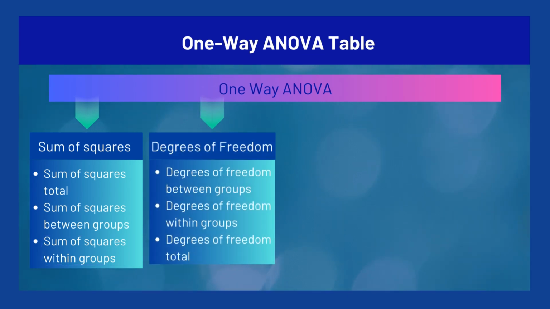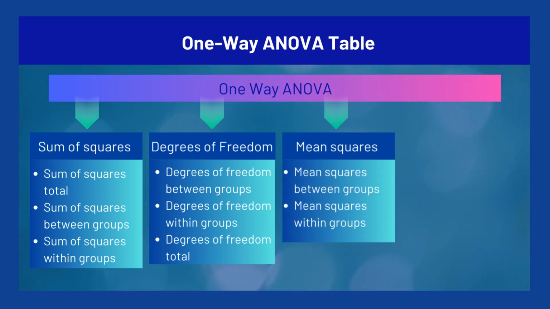Then, we will calculate the degrees of freedom for each component. The degrees of freedom between groups is k-1, where k is the number of groups. The degrees of freedom within groups is n-k, where n is the total sample size. The total degrees of freedom is n-1. In the next step, we will calculate the mean squares for each component, that is the mean squares between groups and the mean squares within groups, followed by computing the F statistic and the p-value.